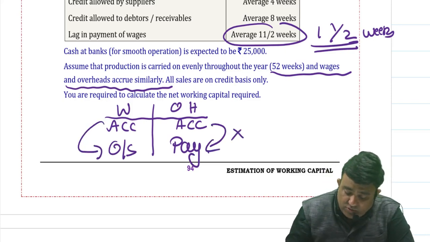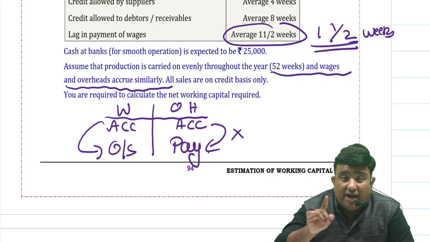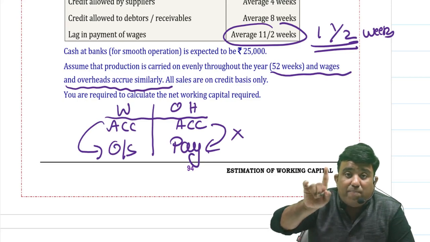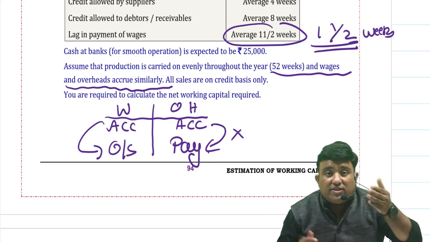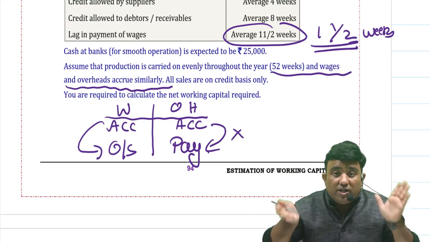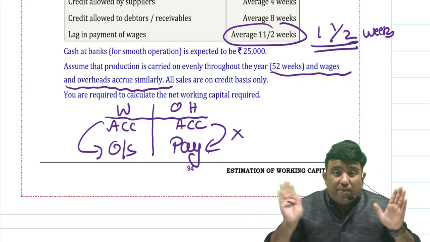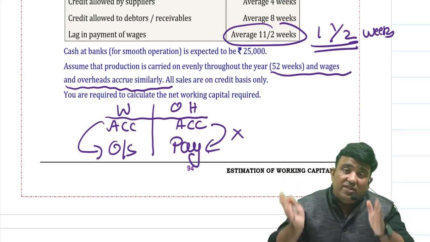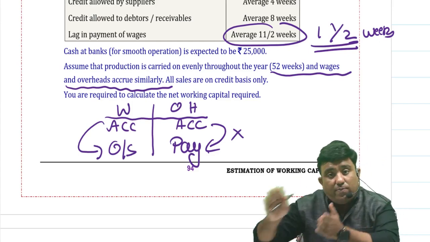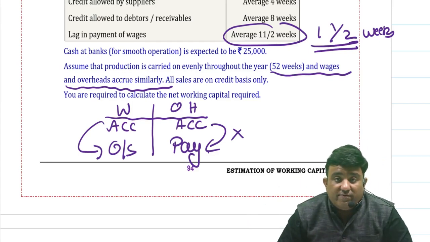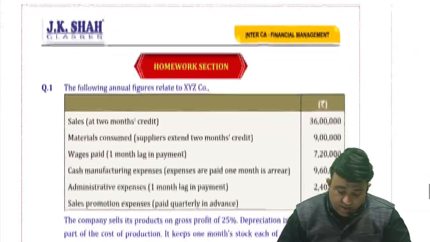This won't be taken as outstanding, unless they guide you that wages and overhead are paid similarly. Accrue means they become due together. Due does not mean outstanding. But if they are paid together, both of them either will be together outstanding or they will be paid together. Clear, everyone? That was this.